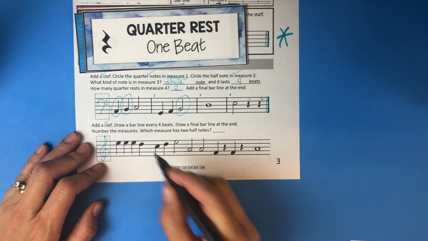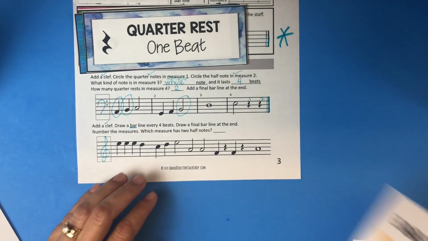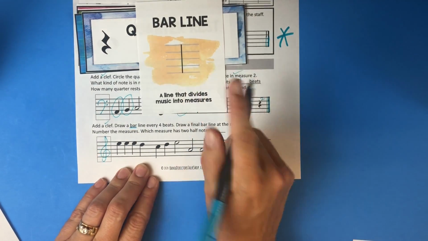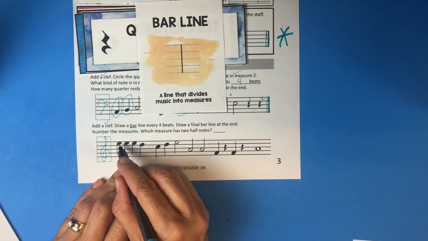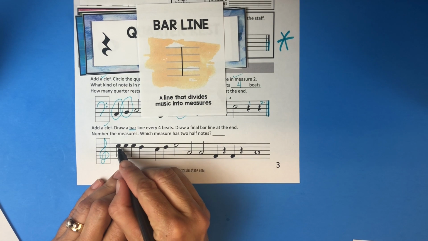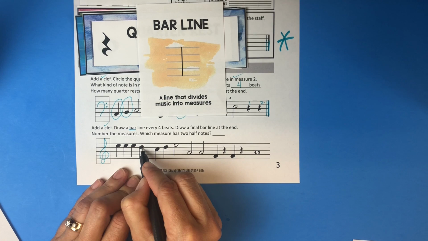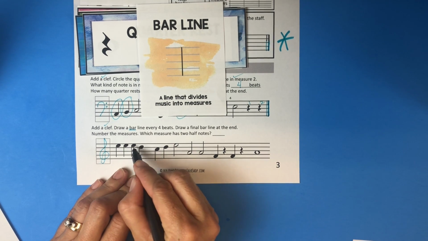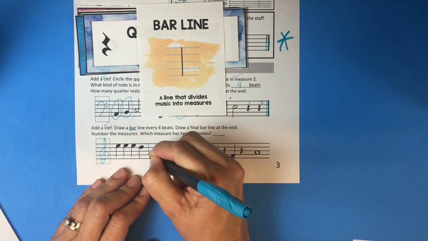All right, now, so we added our clef. I'm going to put a little check mark. Draw a bar line, okay? Remember our bar line is just a single line. We're going to draw a bar line every 4 beats. So I'm going to count my beats. Count with me in your head. 1, 2, 3, 4. Because each quarter note is a duration of 1 beat. So 1, 2, 3, 4. Okay, that's how we're going to count those.